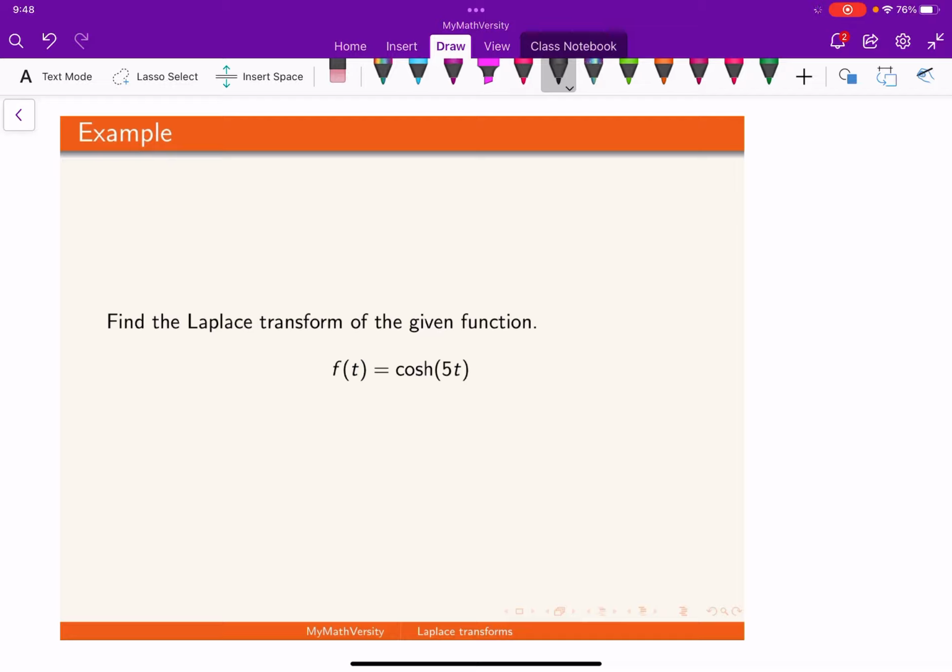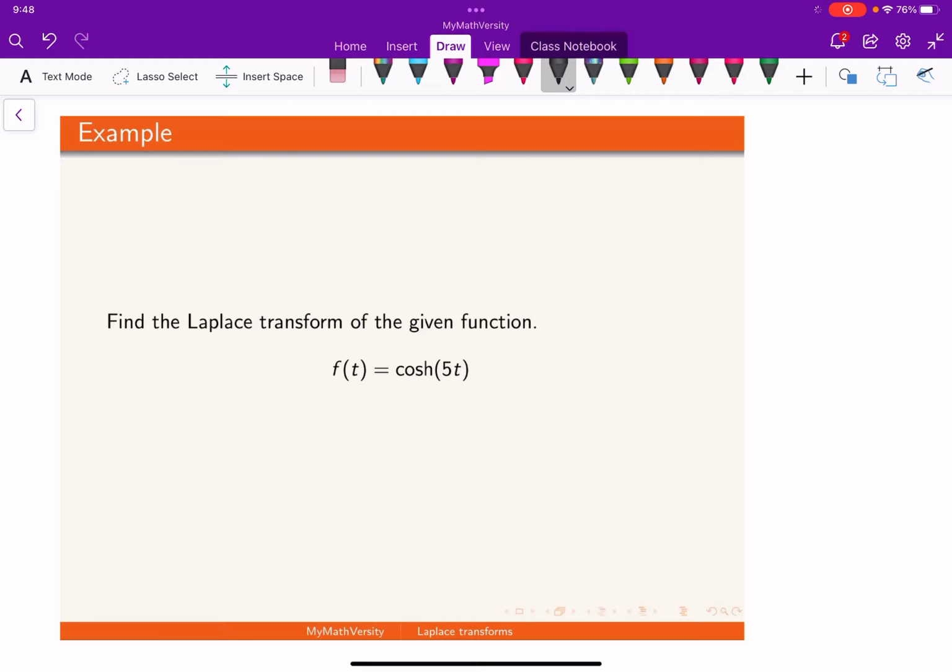In this example, we'll try to find the Laplace transform of this hyperbolic cosine function composed with 5t, right? So that's what we have given, and we're going to figure out the Laplace transform of this by just comparing it with one of the functions given in the table of Laplace transforms, and then use that to figure out the Laplace transform of this hyperbolic cosine of 5t.